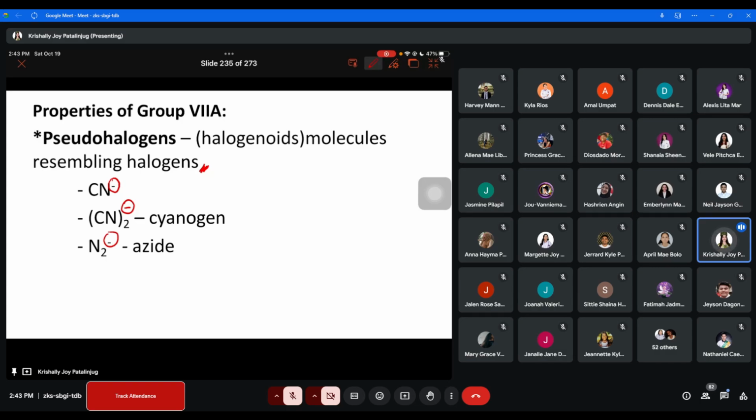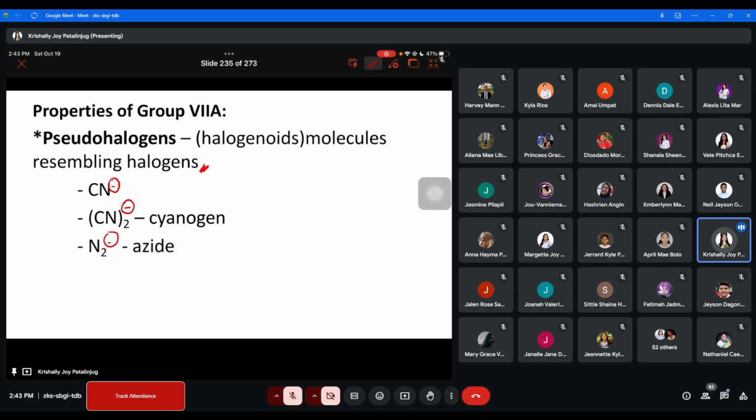And then the group 7B, the subgroup. Under this are elements that are manganese, technetium, rhenium. Okay. So, ang manganese, this is the third most abundant transition element. Transition element makikita sa middle portion ng periodic table.